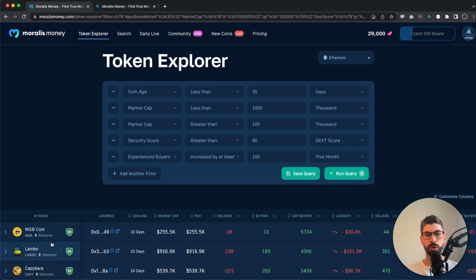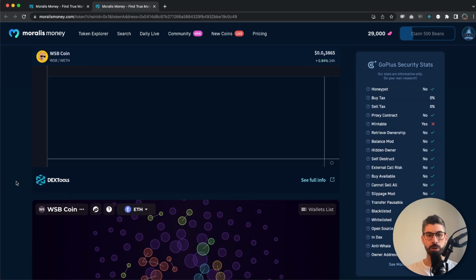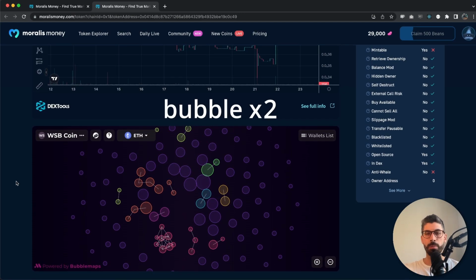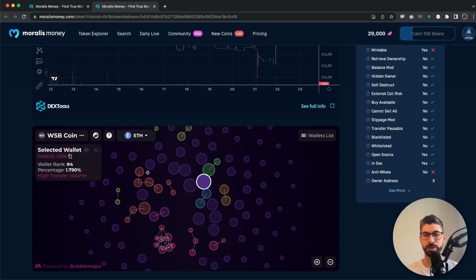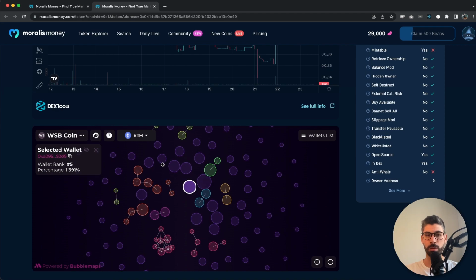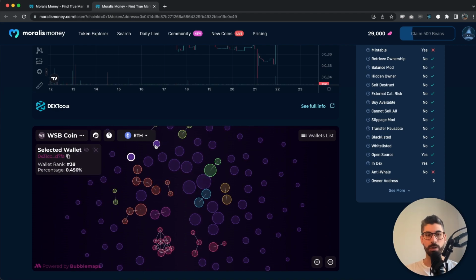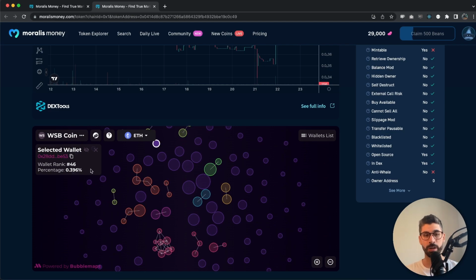And then if we take WSB coin, for example, I would look at these bubble maps right here. One bubble represents one wallet, and you want to have as small bubbles as possible and as many as possible, because the bigger the bubble, the bigger the holder. And if you have a bubble which is a holder with, let's say, 10, 15, 20% of the tokens, they can definitely manipulate the market. Here we don't have that. We have this one with 1.7%. This one has 1.3, and then we have 0.4, 0.4 here as well, 0.3. So we have quite a lot of small bubbles. That's good. And then we have some that are connected somehow.